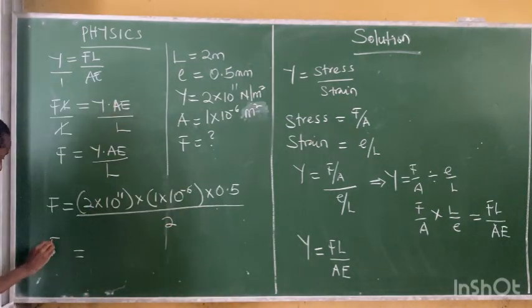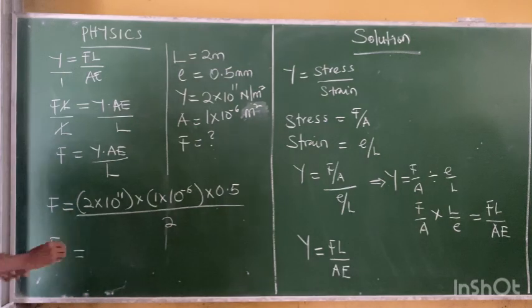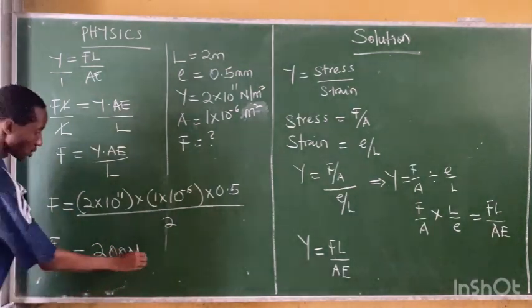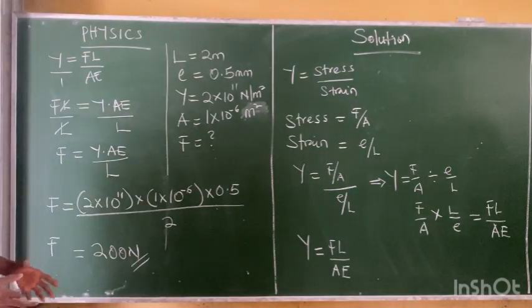If you put your calculator correctly, this will give us 200 newtons. Cross-check it and tell us if you are correct in the comment section.